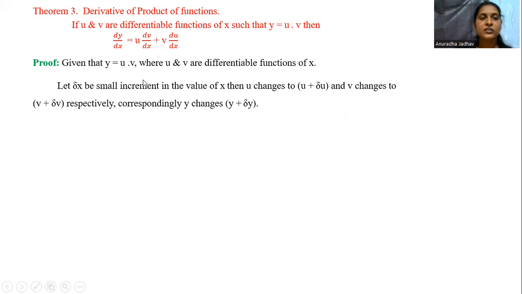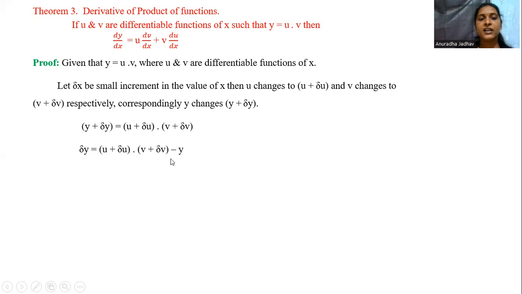जर x ची व्हॅल्यू x मध्ये हा डेल्टा x स्मॉल इन्क्रीमेंट घेतला तर बाकीच्या मध्ये चेंजेस काय होतील, u मध्ये काय चेंजेस होतील, u प्लस डेल्टा u. v मध्ये काय चेंजेस होणार, v प्लस डेल्टा v. आणि u आणि v मध्ये चेंजेस होत असतील तर करस्पॉन्डिंगली y मध्ये चेंजेस जे होतील त्याला काय म्हणायचं, y प्लस डेल्टा y. Okay, write down here y plus delta y is equal to u plus delta u into v plus delta v.